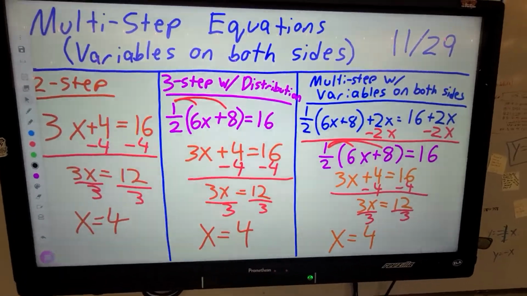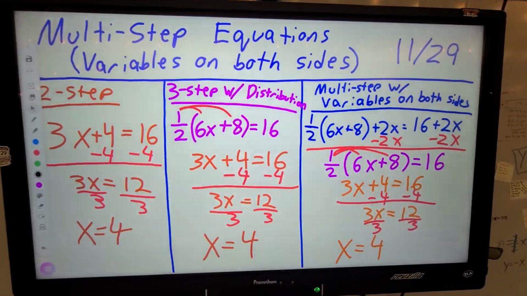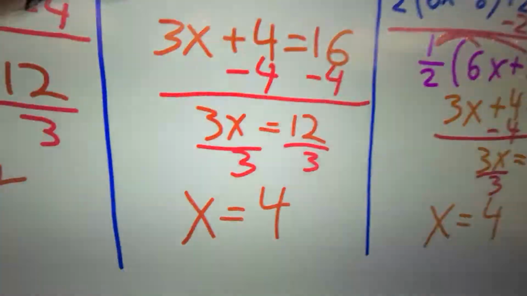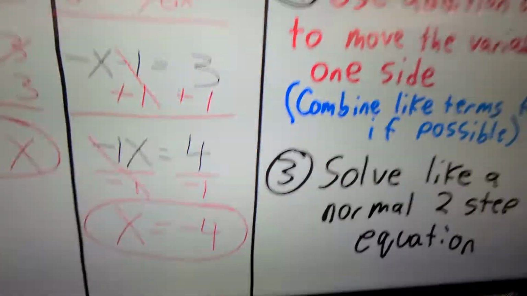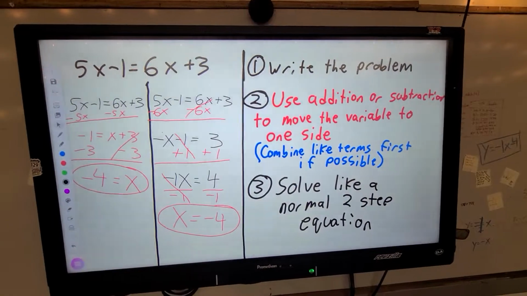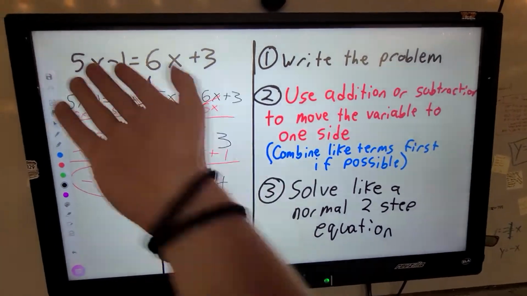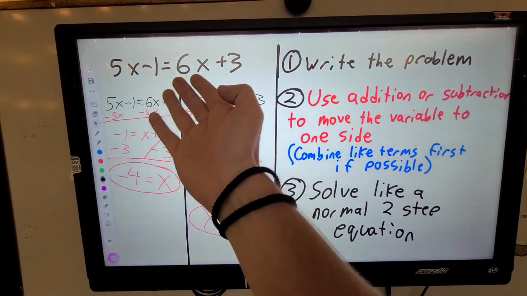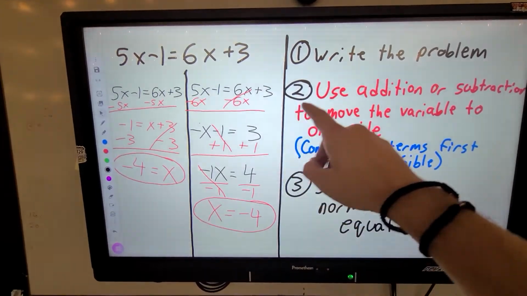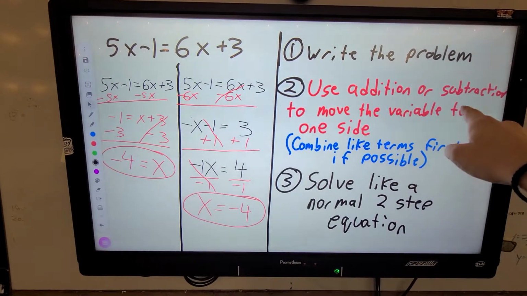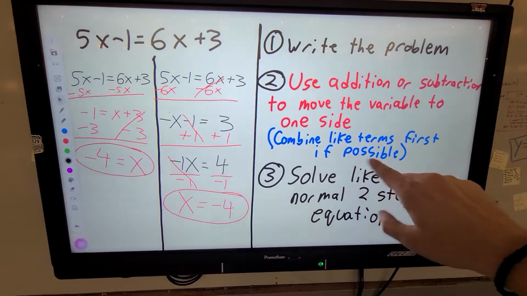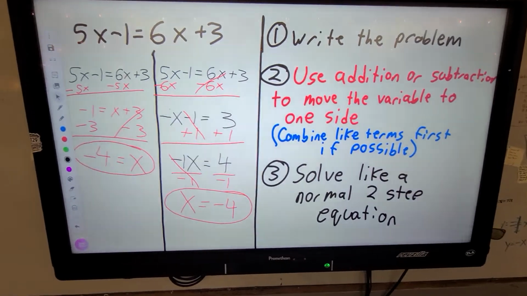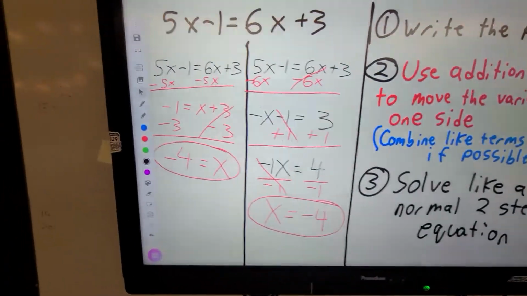So don't worry when you start seeing these problems. They're not as bad as you might think. And the notes of how to actually solve them are right over here. Step 1, of course, is write the problem down. So 5x minus 1 equals 6x plus 3. Step 2, use addition or subtraction to move the variable to one side. Combine like terms first, if possible. In this case, there are no like terms to combine.